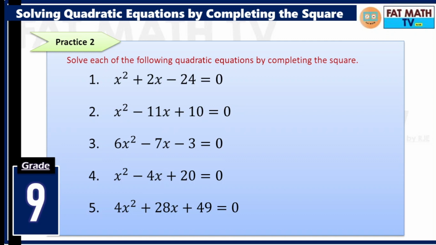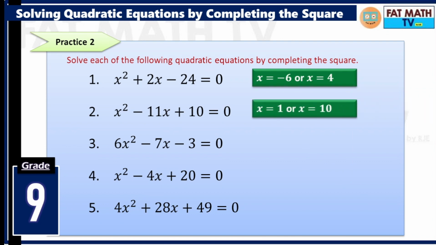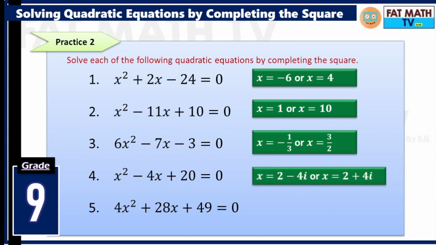Okay, here are the answers. Number 1, negative 6 or 4. Number 2, 1 or 10. Number 3, negative 1/3 or positive 3 halves. Number 4, no real solutions. But if you want to identify the complex solutions, these are 2 minus 4i and 2 plus 4i. And number 5, negative 7 halves.